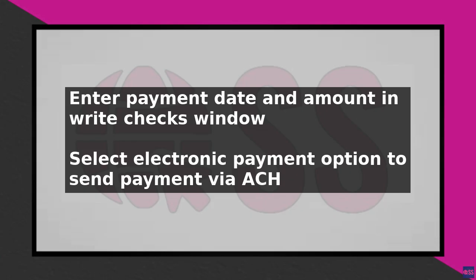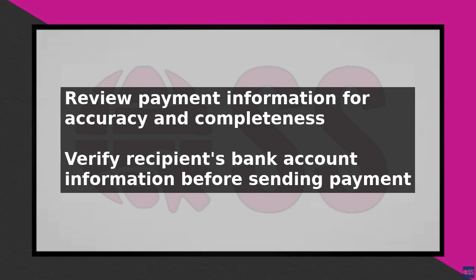In the Memo field, enter a description of the payment. To send the payment via ACH, select the Electronic Payment option. Follow the prompts to enter the recipient's bank account information. Review the payment information to ensure it is accurate. Finally, click the Save and Close button to save the payment.